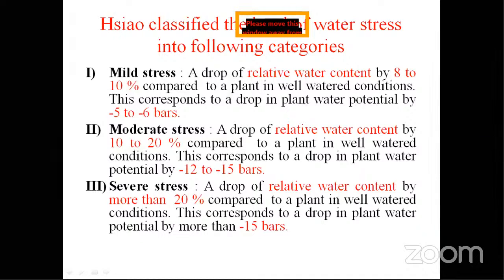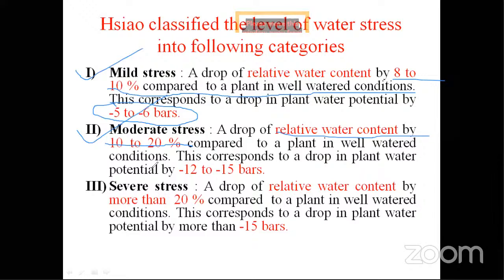Based on this relative water content, ICAR classified water stress into 3 types: mild stress, moderate stress, and severe stress. First one is mild stress, a drop of relative water content by 8 to 10% compared to a plant in well water conditions. Well water conditions means that sufficient water is present for plant growth. Compared to that condition, a drop of relative water content by 8 to 10% causes mild stress. That means a drop in plant water potential by -5 to -6 bars.